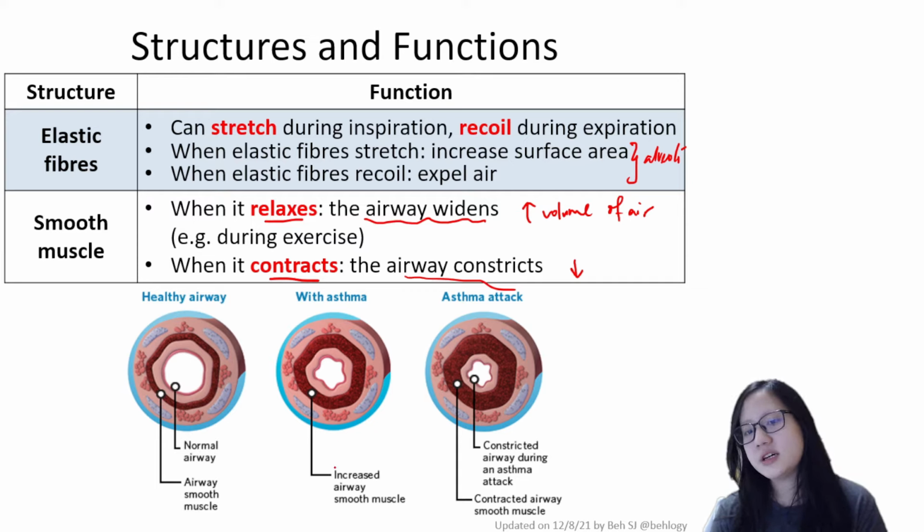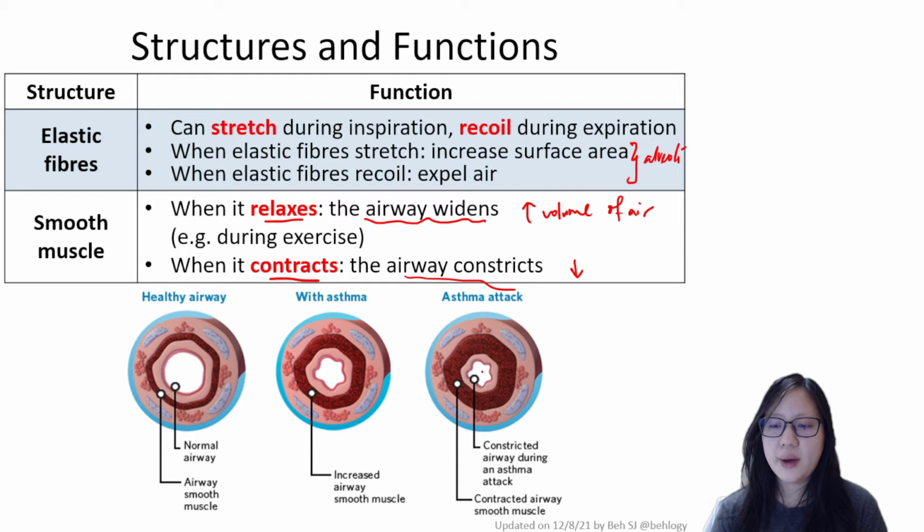airway here, right? An asthma attack would cause an even more constricted airway, and this would cause a wheezing sound that is characteristic in people with asthma. So it's like whistling because there is just such a small hole for air to pass through.